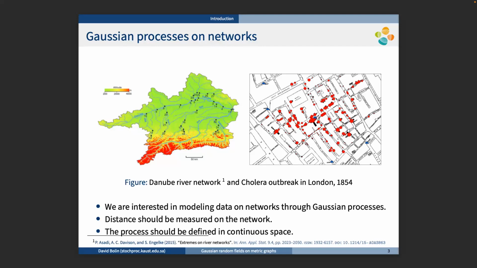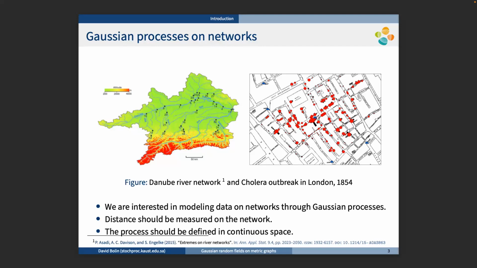In both these cases, if you want to model this using some kind of Gaussian process regression model, you really want the dependence between two points to somehow depend on the distance between the points, but not the Euclidean distance, but the distance along the network. So if you take two points on two different branches of this river network, the correlation distance is not the Euclidean one, but the distance that you have to travel along the rivers to get between the points.